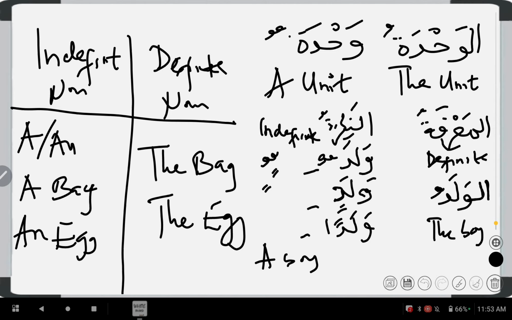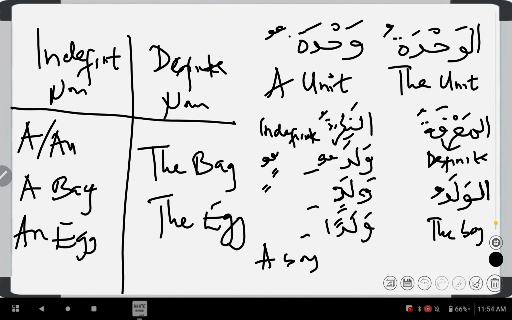Waladun. You see that indefinite nakira is when a word ends with double dhamma, double fatha, or double kasra, tanween, and does not have alif and lam. So either a word starts with alif and lam and does not end with tanween, only with a single fatha, kasra or dhamma, and that is definite. Or a word ends with tanween and never has alif and lam. That is indefinite, nakira. Alright? Okay.